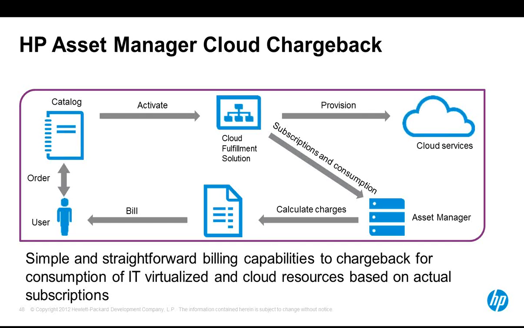Where Asset Manager comes in is it takes the subscription and consumption information from that fulfillment solution into Asset Manager, and is then able to calculate the charges and do either showback or chargeback to the user or to the department of the user. So we're trying to automate this as much as possible. Next slide, please.